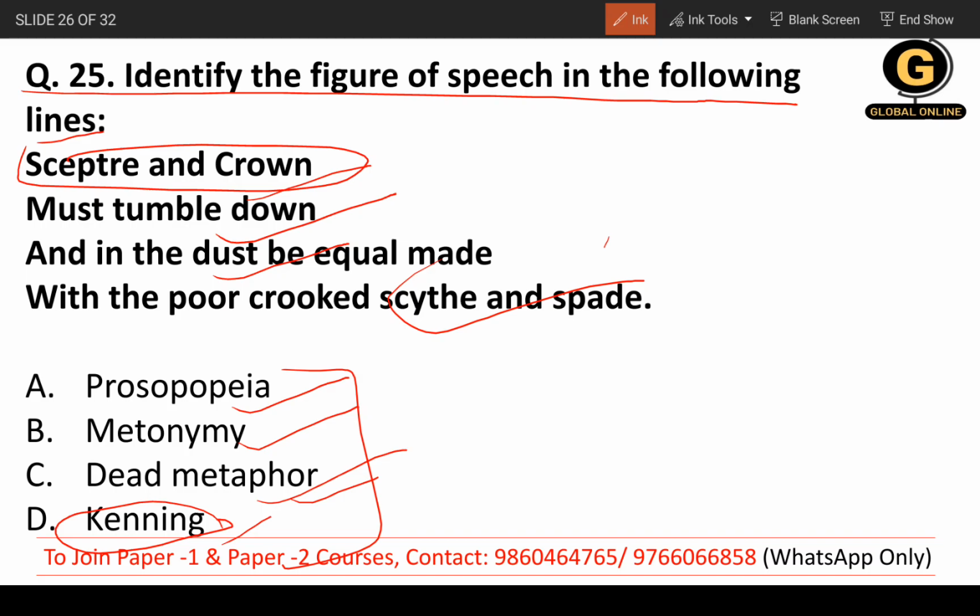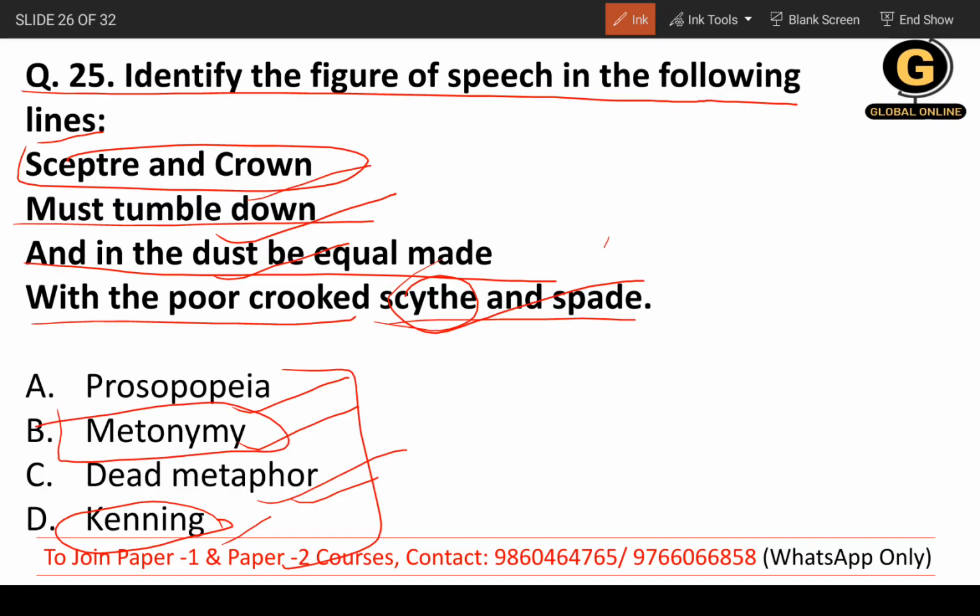That is actually metonymy. Must tumble down, and in the dust be equal made with the poor crooked scythe and spade. Scythe and spade represent a poor farmer. So on behalf of the farmer, on behalf of the king, the writer has used some other words related to the king and the farmer. So that is metonymy. So the correct answer is metonymy.